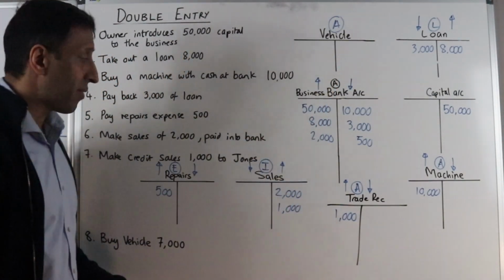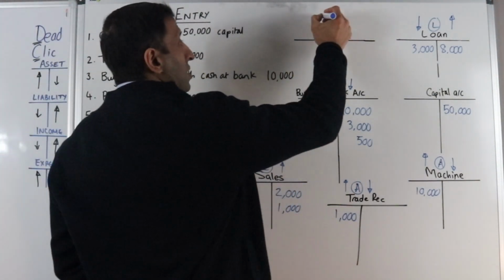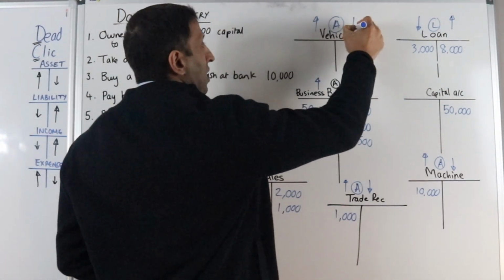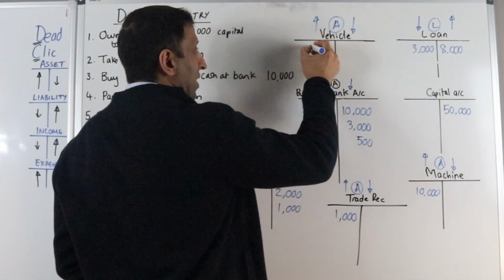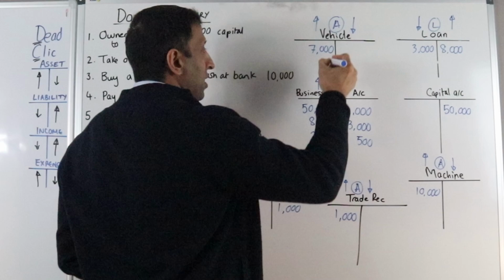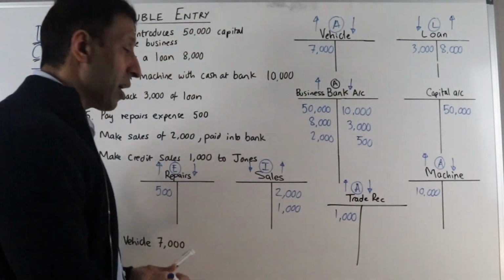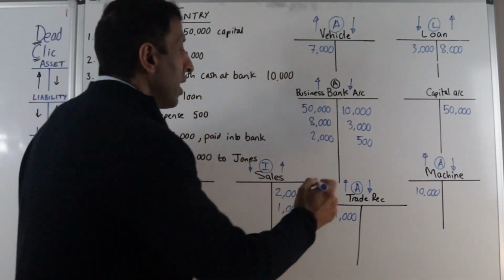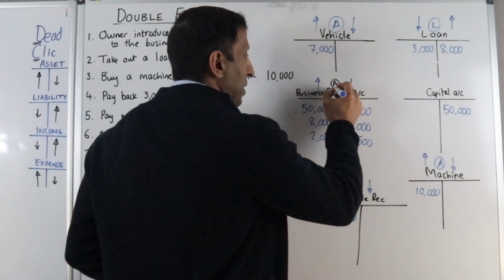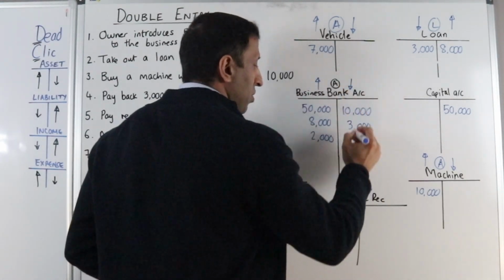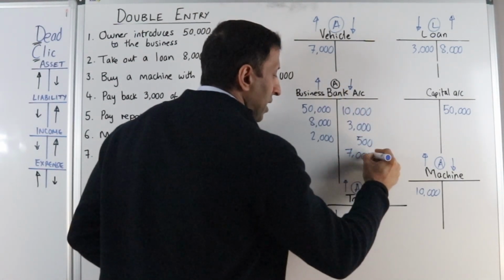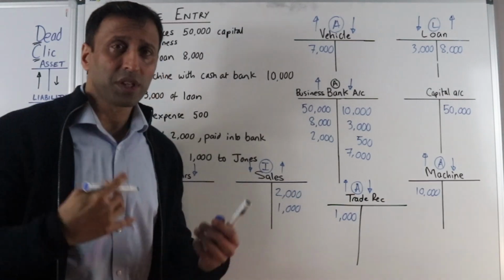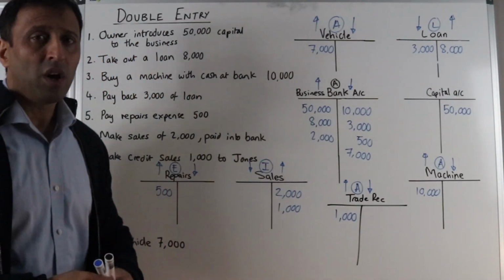We buy a vehicle for 7,000. So the vehicles account, which is an asset, will increase, and it increases the left-hand side. So I'll put the value there, 7,000, and presuming we're paying for that at the moment, then we would say that the business bank account, which is an asset, will decrease. So I'm going to put the value on that side. So that's just me running through a few examples of double entry.